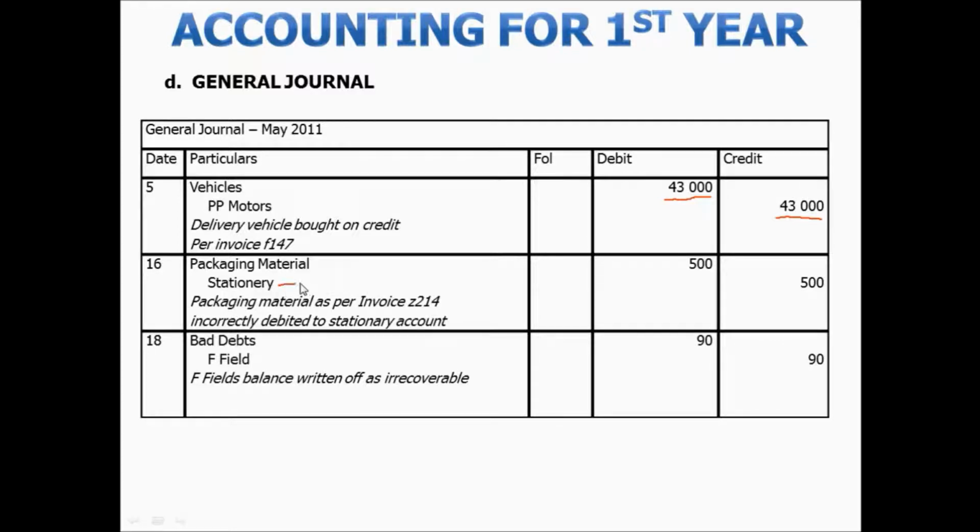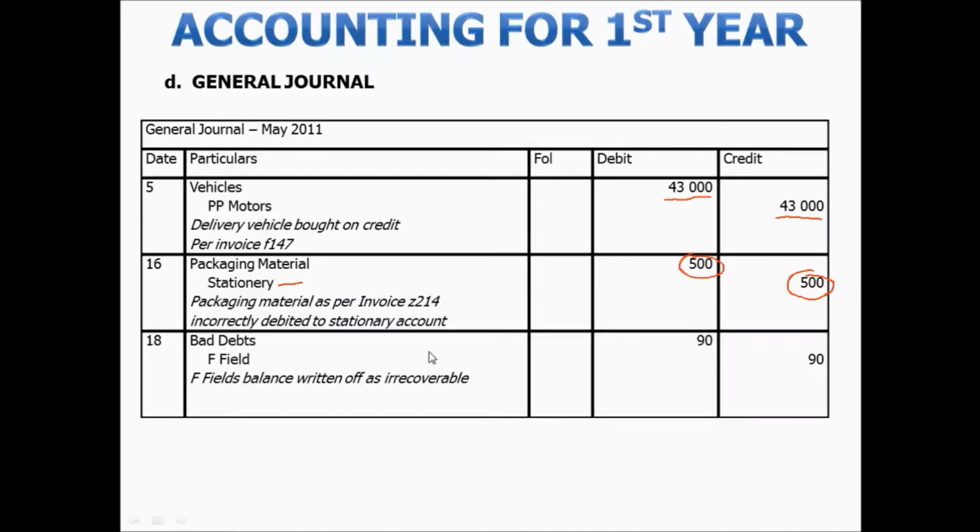In this case, stationery was initially entered as 500 Rand on the debit side. So in order to reverse that transaction, we enter the same amount on the credit side. We then need to add the transaction to the correct account, which in this case would be packaging material for 500 Rand.